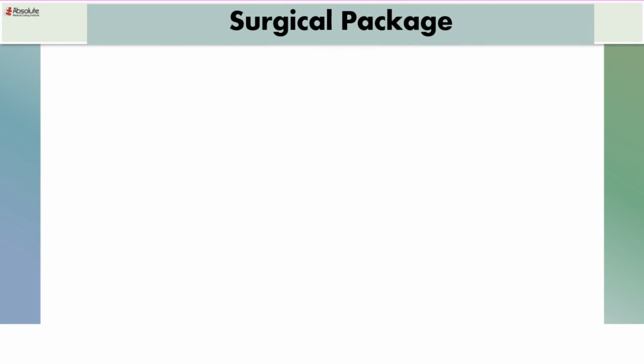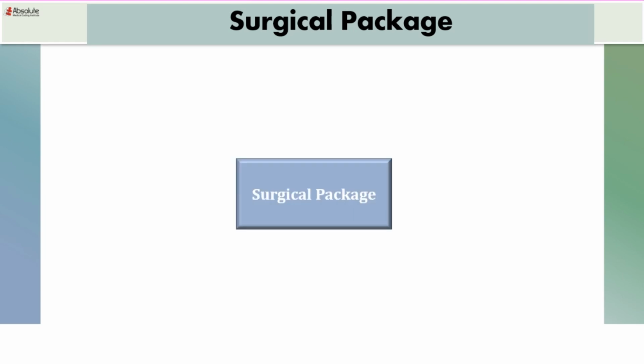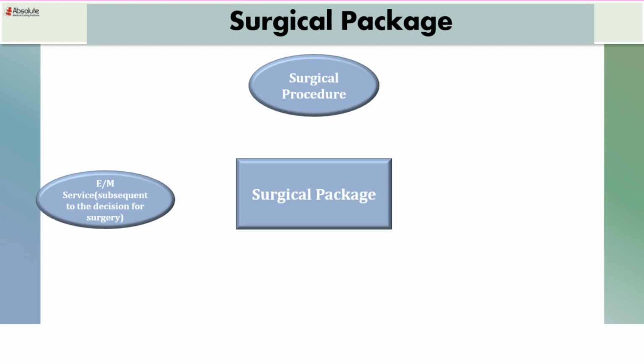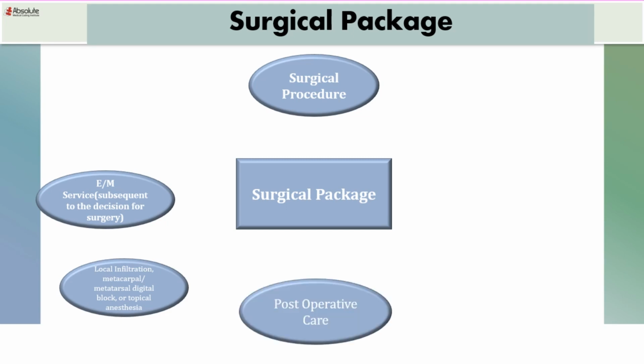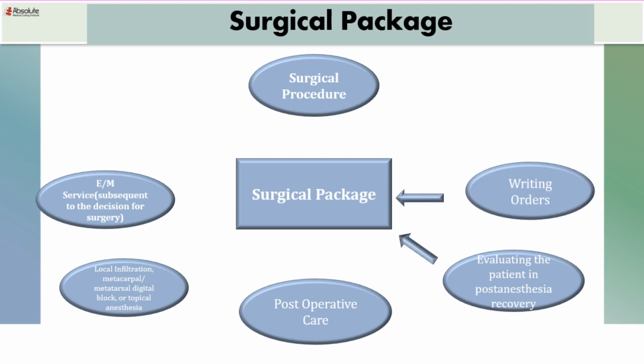Before we get to the good stuff, we're going to visit an old guideline, our surgical package. So our surgical package is based on the concept that there are more items than just the surgery bundled into a surgery code. We have, of course, the surgical procedure. However, the E&M service that's subsequent to the decision for surgery is part of this package, the local infiltration, metacarpal, metatarsal digital block, or topical anesthesia, the post-operative care, evaluating the patient in post-anesthesia recovery, and writing orders. These are all part of the surgical package.